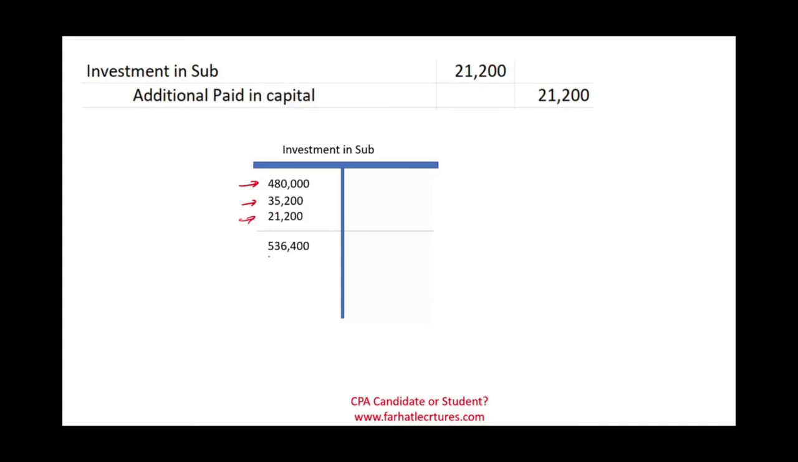Therefore, our value in the sub starting 1/1/20X1 is 536,400. So make a note of this number because we need it, because I want to keep track of the investment in the sub. Now in subsequent years, which is in 20X1, we're going back to normal consolidation. So let's go back to our normal consolidation.